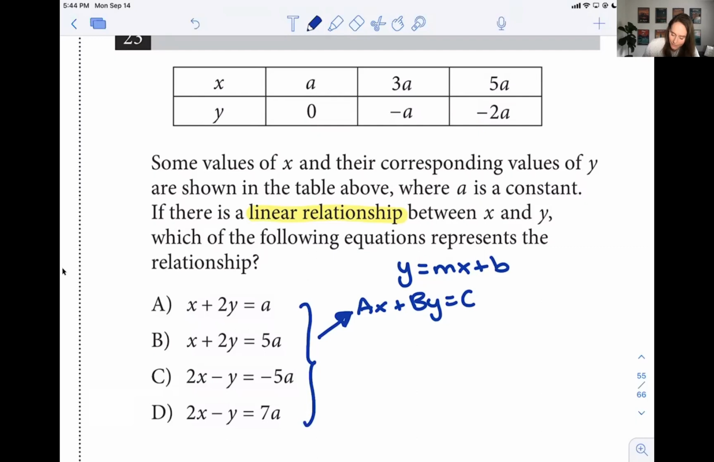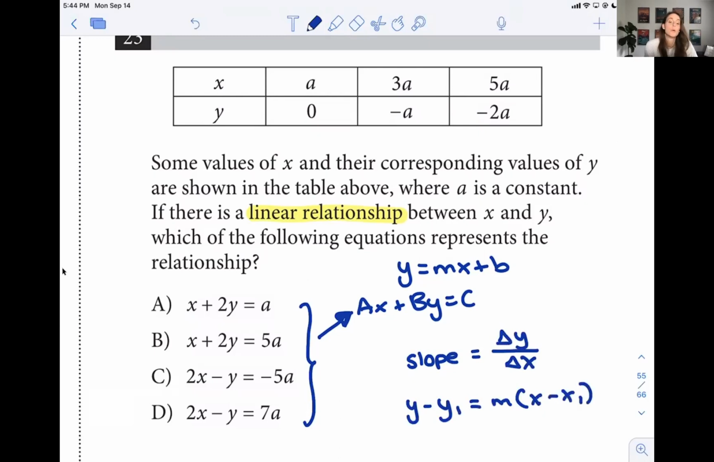So instead of using the slope and finding change in y over change in x, and then using y minus y1 equals m times x minus x1, which would take a lot of time, and remember, the more steps you include, the more likely it is for you to make a silly mistake, I'm going to look at my table for anything nice to use. I'm always looking in tables for zeros. That's my favorite thing to find. My second favorite would be multiples of 10.